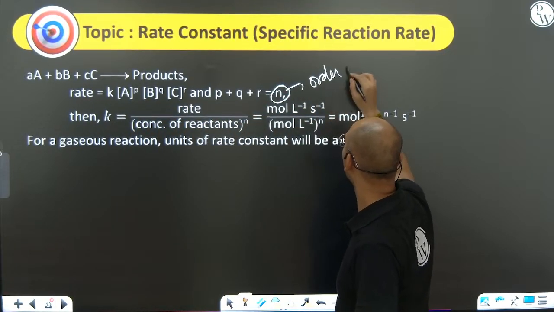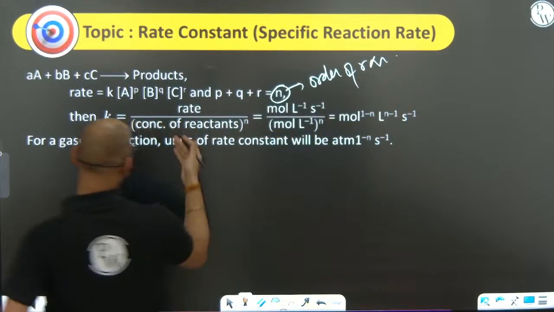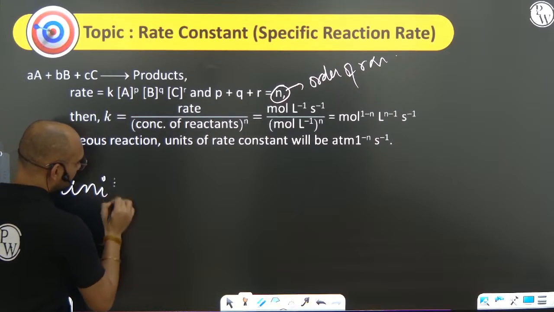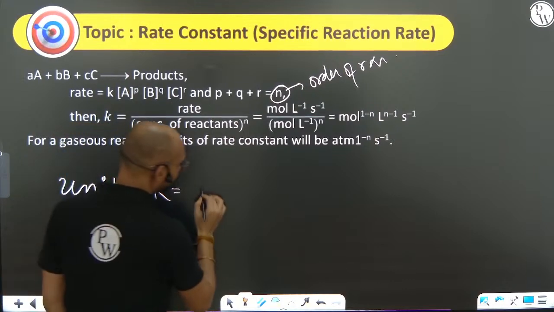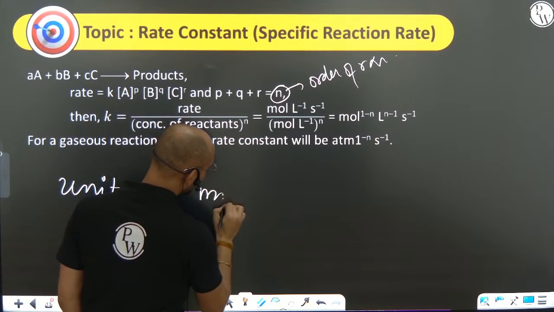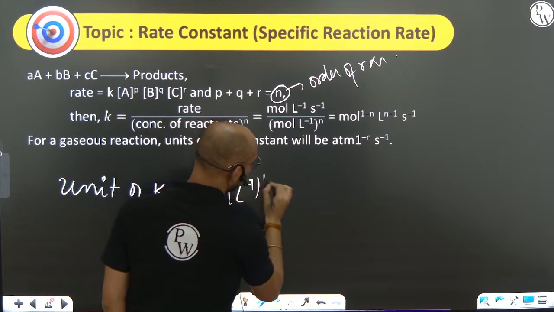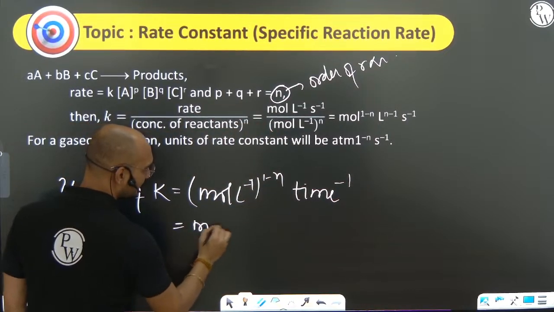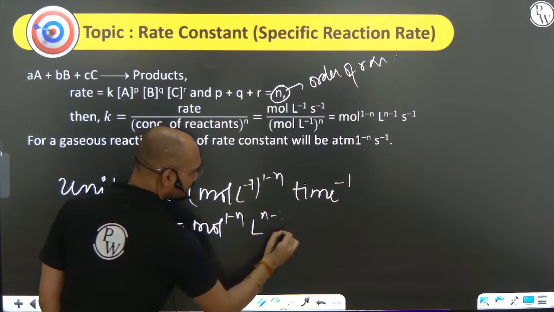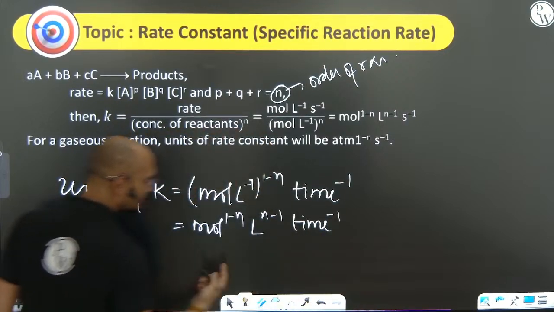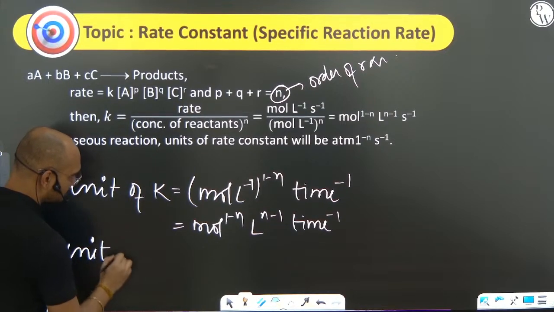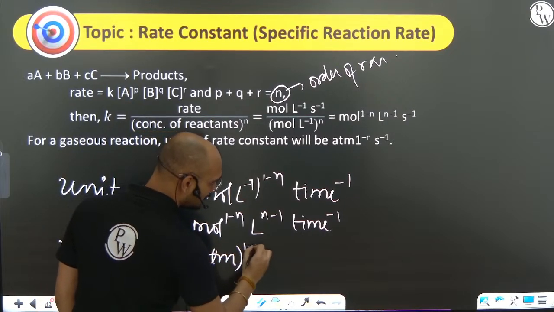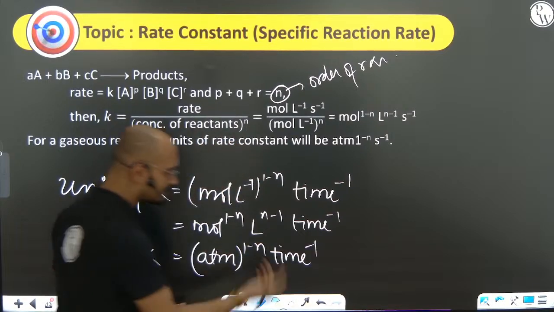N is the order of reaction. Then what will be the unit of K? Please remember, it is very, very important. Unit of K equals mole per liter power 1 minus n per time. In terms of concentration, we can say it is mole power 1 minus n, liter power n minus 1 per time. Time may be minute or second, anything. And if you are using pressure, the unit of K in terms of pressure will be atm power 1 minus n per time. This time can be second or anything.